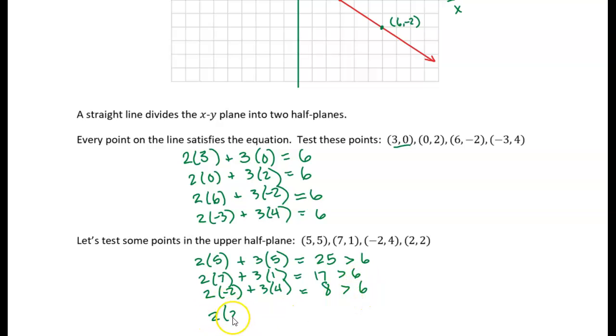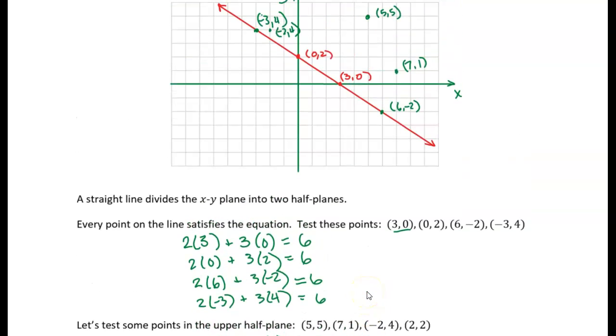Let's test one more. 2 times 2 plus 3 times 2. That gives me 4 plus 6 is 10. Again, that particular point gives me a value that's greater than 6. All right, so 2 comma 2 is right here. 2 comma 2.